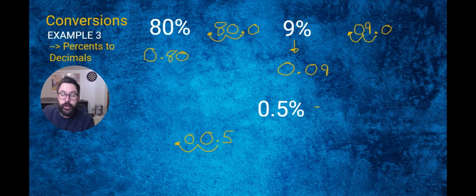And so 0.5% is 0.005. Okay, wow. Fascinating, fascinating.